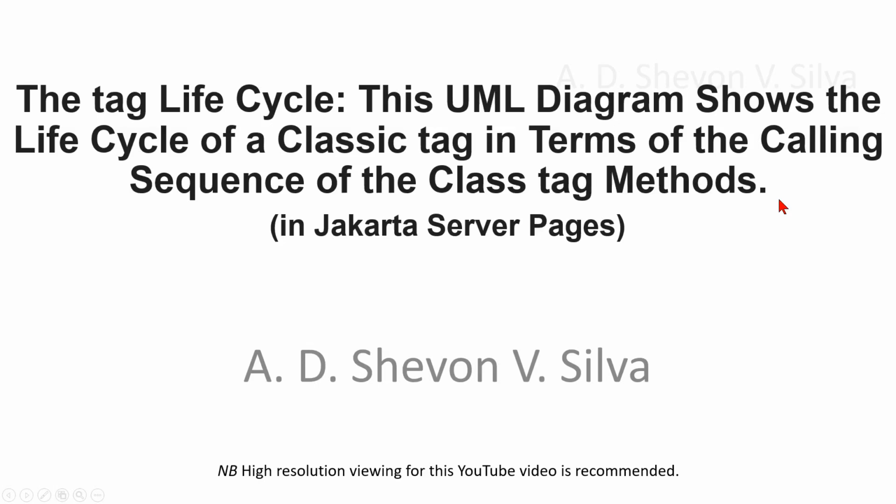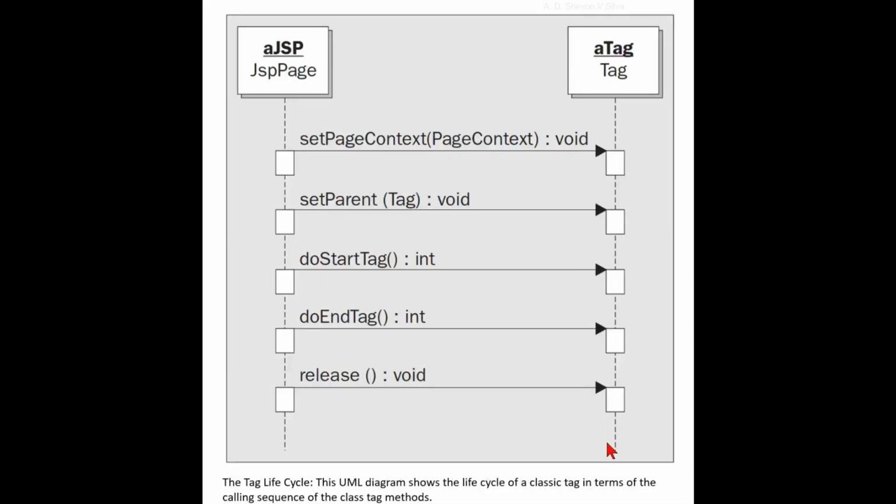The tag lifecycle. This UML diagram shows the lifecycle of a classic tag in terms of the calling sequence of the Tag class methods in Jakarta Server Pages. Here you can see the tag lifecycle. This UML diagram shows the lifecycle of a classic tag in terms of the calling sequence of the Tag class methods.